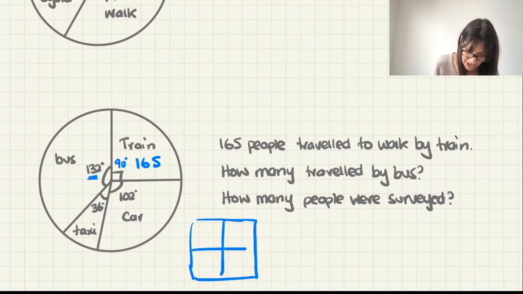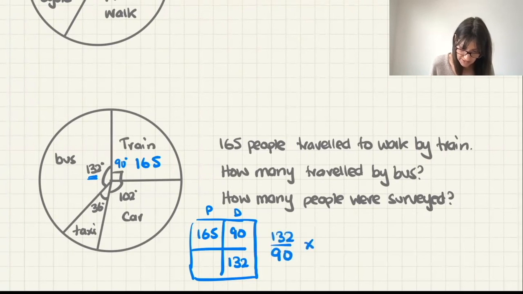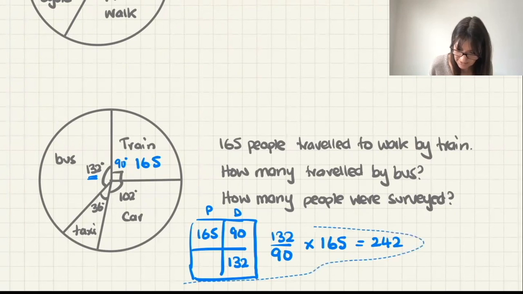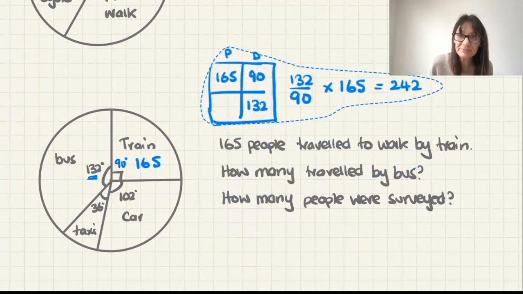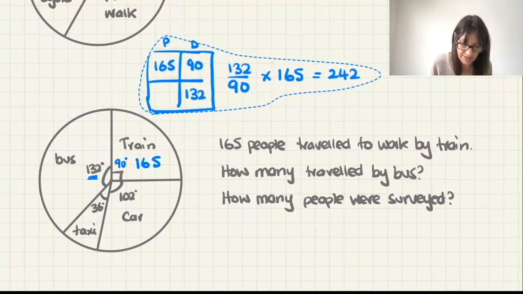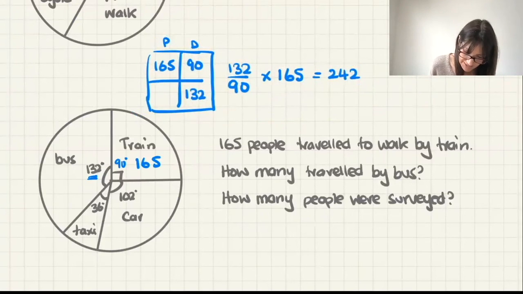So I've got 165 people taking up 90 degrees. I want to know how many people are in the section with 132 degrees. 90's trapped. So let's set all of that up. And that is going to give me, when I put that in the calculator, 242. So that's the answer to the first part. Let's just move that up there out of the way, where we can still see it. There we go. How many people were surveyed?